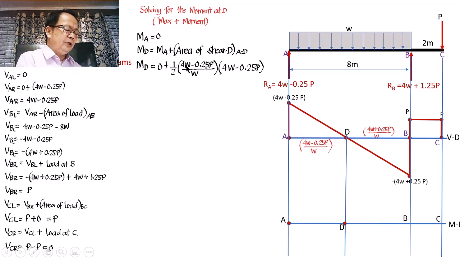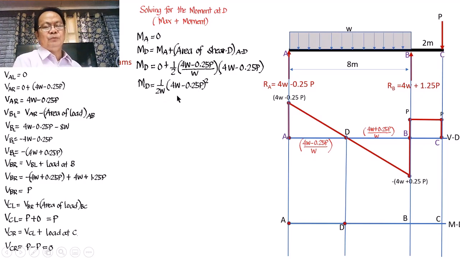So mapapansin natin yung numerator nito ay pareho dito. Kaya this can be simplified to be 1 over 2W times the quantity 4W minus 0.25 of P quantity square. So ito ngayon yung ating moment at D and this is maximum.